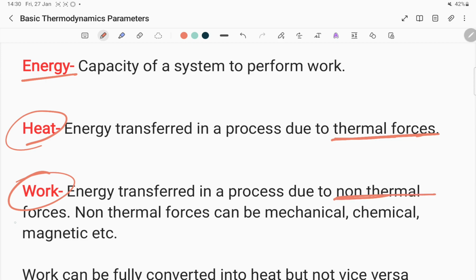And what can be the non-thermal forces? It can be either mechanical force or chemical force or magnetic force, etc. So one thing we have to keep in mind is that energy, heat and work are forms of energy.